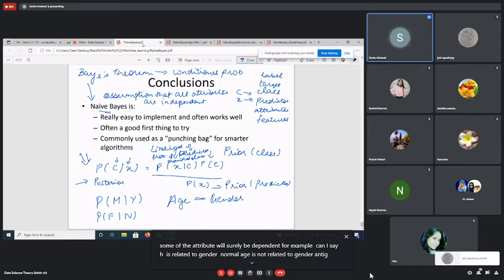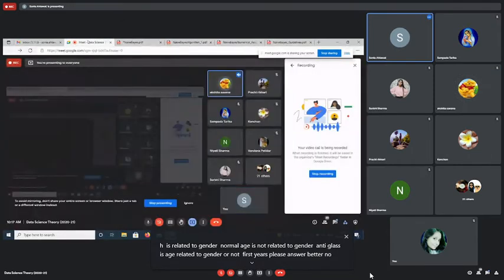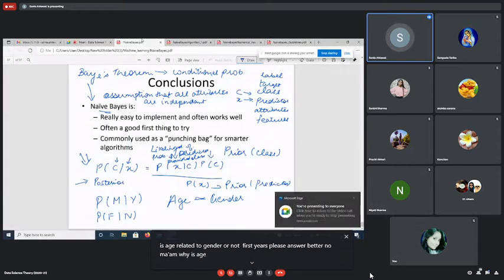Hanji class, is age related to gender or not? First years, please answer, beta. No, ma'am. Why is age not related to gender?